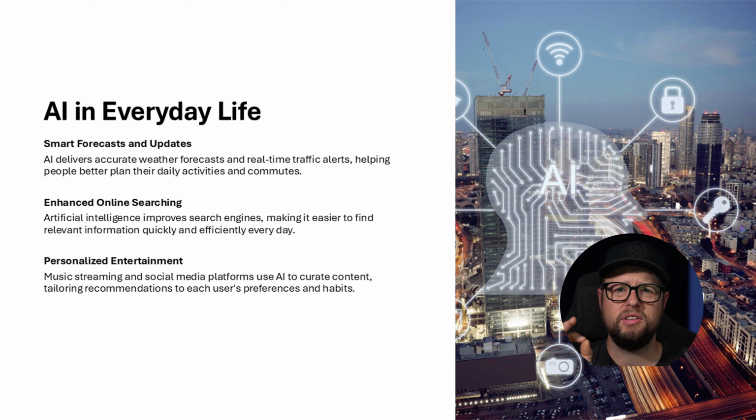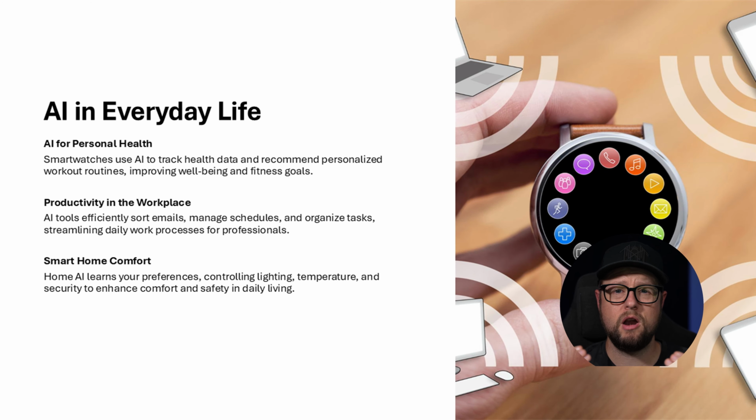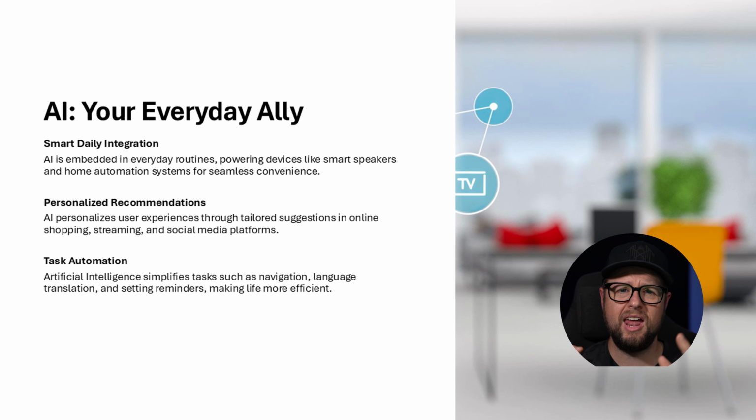But AI's presence extends far beyond common uses. Your smartwatch uses AI to monitor your health metrics and suggest workout activities based on real-time data. In your professional life, AI can sort through your emails, organize your tasks, and even schedule your meetings automatically now. At home, AI learns your preferences to adjust temperature settings, control lighting, and manage security systems in smart homes. AI has truly become your constant companion, making countless daily conveniences possible that we take for granted.